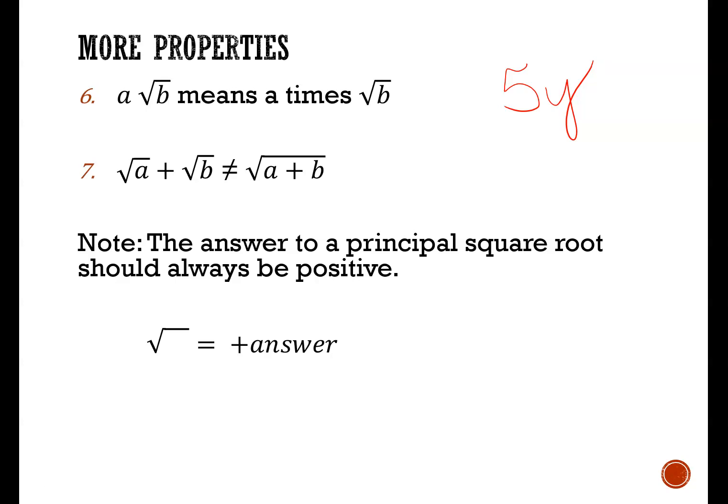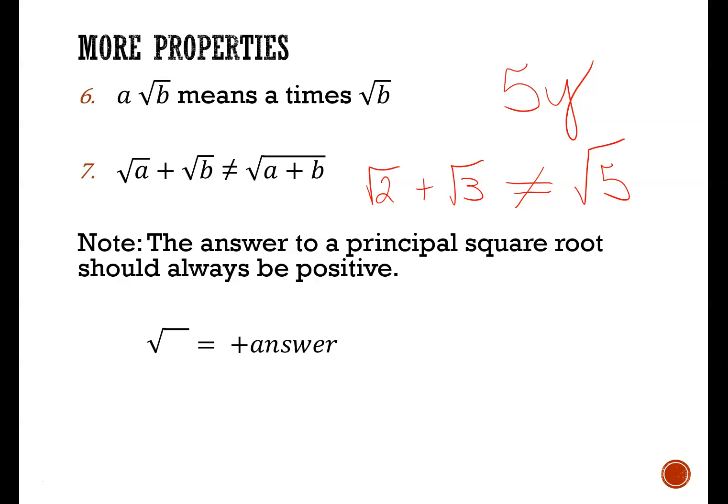Property 7 says the square root of a plus the square root of b is not equal to the square root of a plus b. So for example, if I had square root of 2 plus square root of 3, it does not equal square root of 5. And that's a hard one for students a lot of times. It's tempting to want to add the radicands together, but it just doesn't work that way.